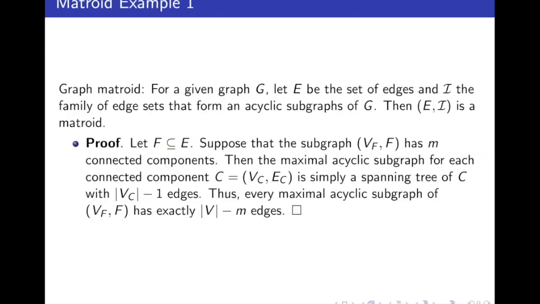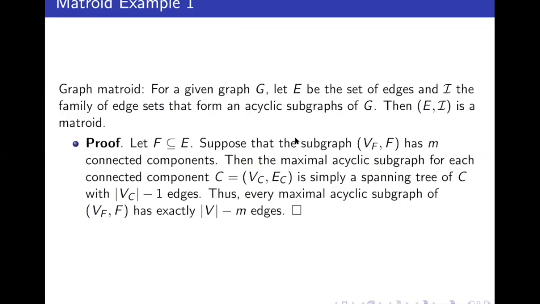Now let's look at an example of a matroid. So we have a graph matroid. For a given graph G, let E be the set of edges, and let I be the family of edges that form acyclic subgraphs of G. Acyclic means they have no cycles. Then (E, I) is a matroid.